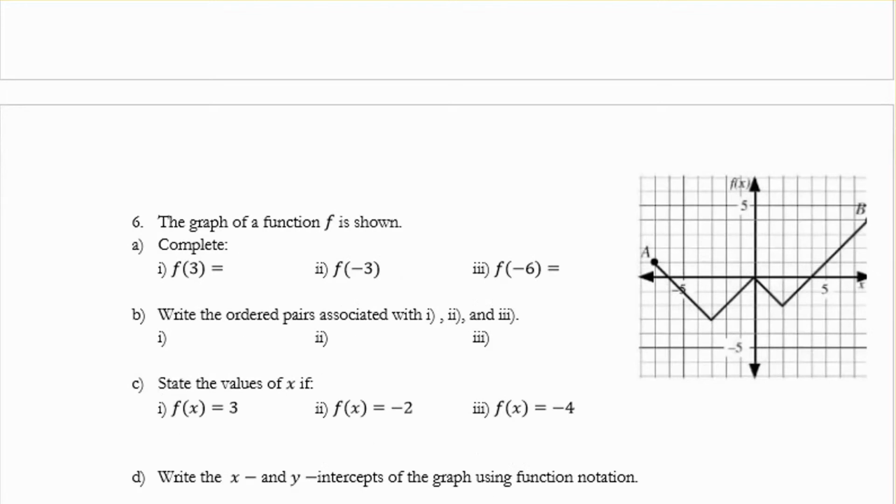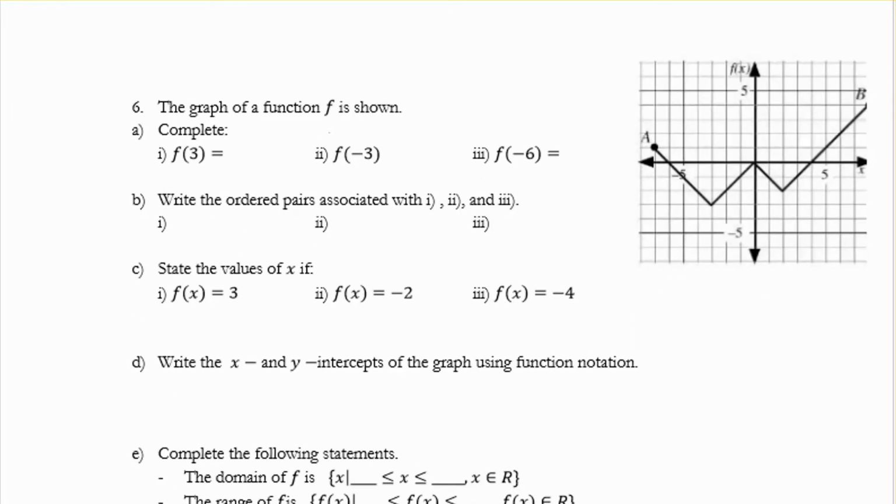Let's go down to this one. The graph of a function f is shown. So this is the graph over here. It says f of 3 is shown. So really all I'm going to try to do here is find, okay, when x is equal to 3, so right there, what is y equal to? So it looks like it's equal to -1. So that's it. It's not too bad, right? So you're just figuring out when x is equal to this, what is y equal to. Write the ordered pairs associated with these ones, so I'll let you guys go ahead and do that.